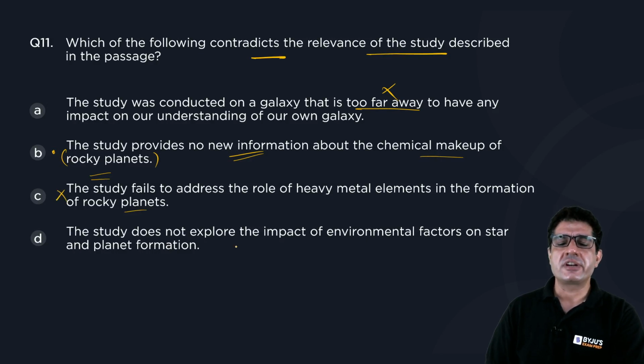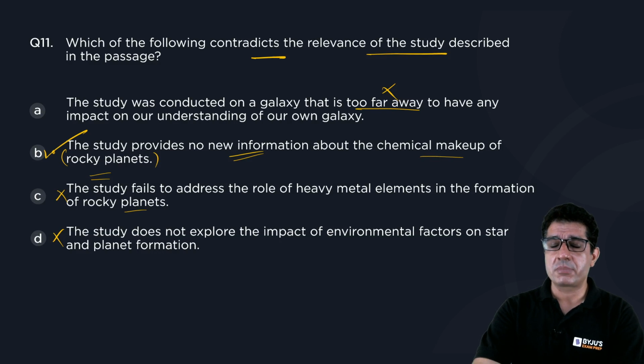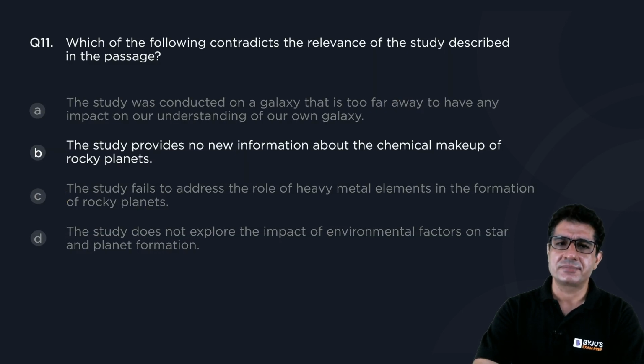D, the study does not explore the impact of environmental factors on star and planet formation. Once again, the study specifically mentions that it is exploring the impact of environmental factors, right? So B is the only one that contradicts the study and therefore is our answer. So question number 11, B it is.